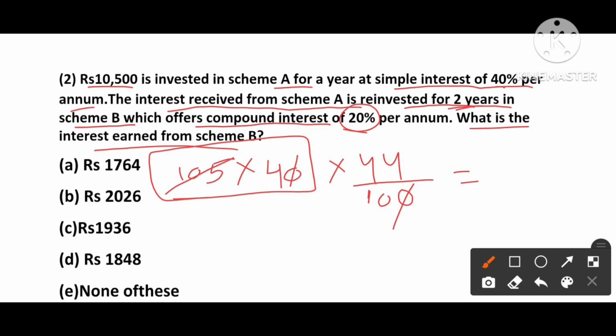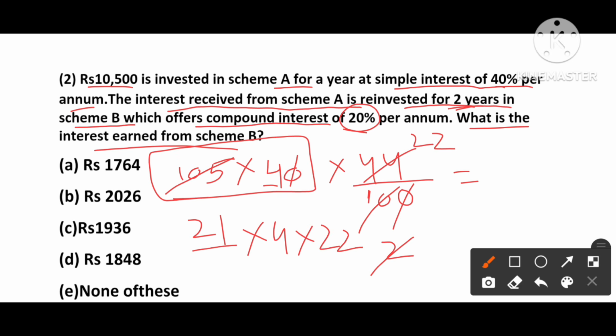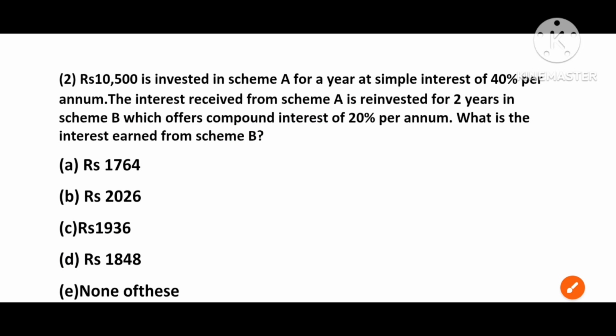0 cancel. 5 21 times 5 2 times 2 22 times. So what we have is a 21 into 4 into 22. So for 2 times 8 into 21 into 11 times. This will be 231 into 8. 8 1 times will be 8. 8 3 times 24. 8 2 times 16 plus 2 18. 1848 is our answer. So option D is the answer for this question. Next, third question.